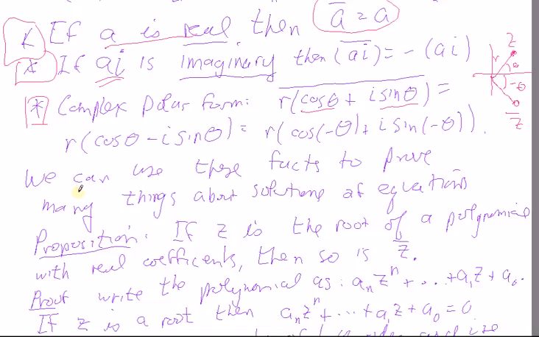Okay, now we can use these facts to prove many things about solutions of equations. Okay, first proposition, if z is the root of a polynomial with real coefficients, then so is its complex conjugate. All right, the proof is just algebra. Let's write the polynomial as a sub n z to the n plus a sub n minus 1 z to the n minus 1 plus dot dot dot down to a sub 1 z to the 1 plus a sub 0 z to the 0. So I use indices to indicate the coefficients of the polynomial. And here the a sub i's are real.